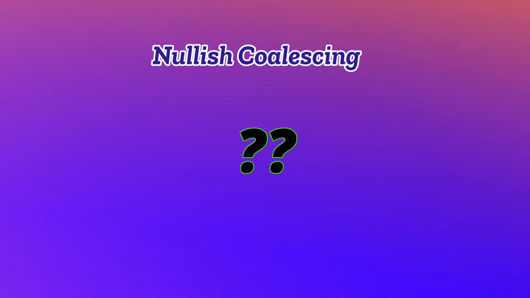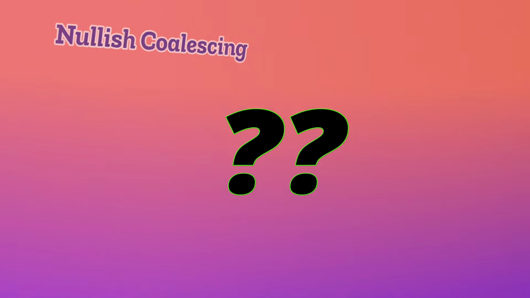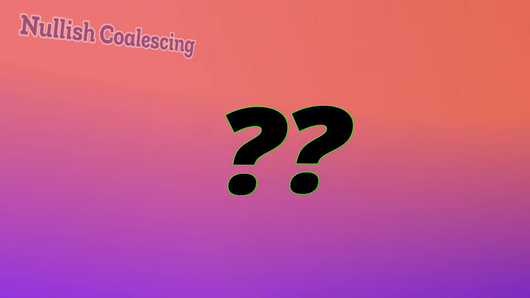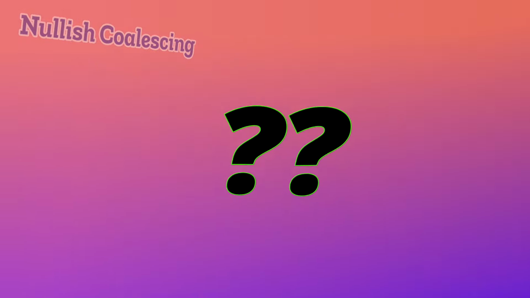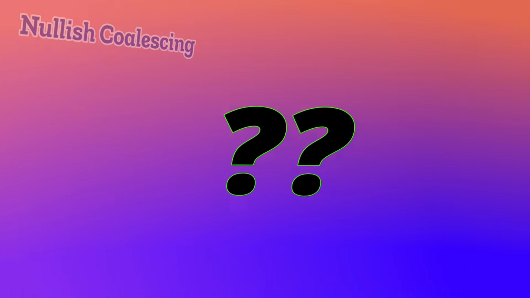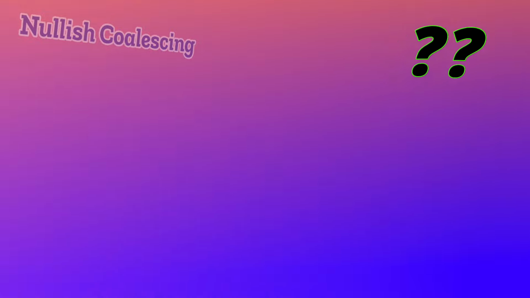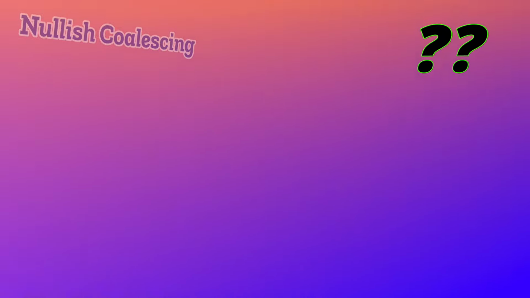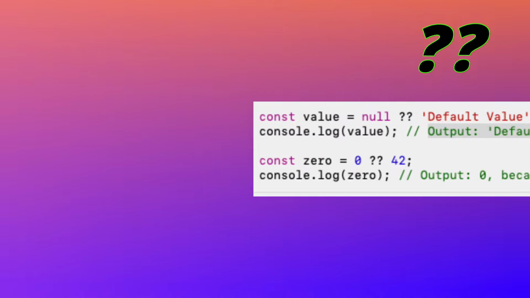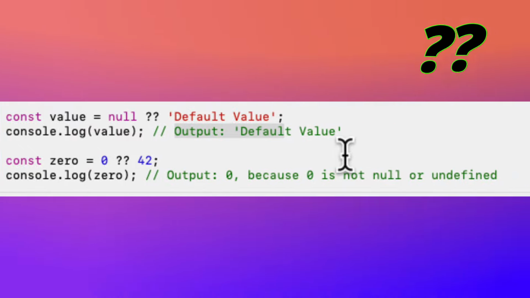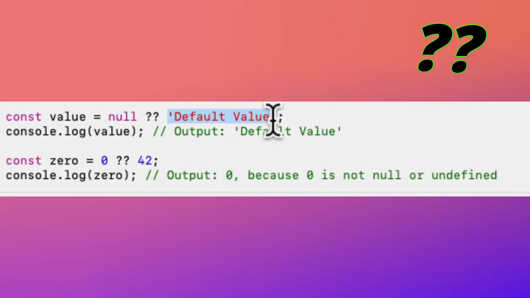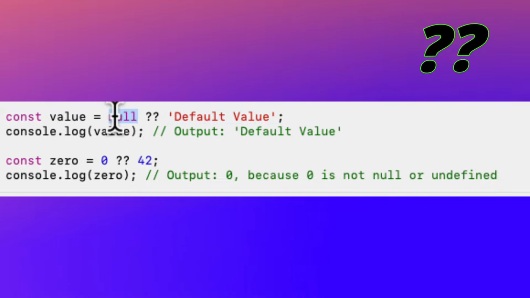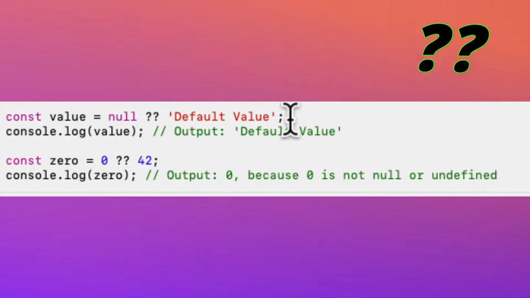The next tip is Nullish Coalescing. The Nullish Coalescing operator is similar to the OR operator, but it only checks for null or undefined. Here is an example of the Nullish Coalescing operator. The operator returns the right-hand value only if the left-hand value is null or undefined.